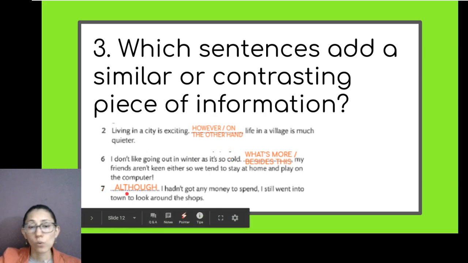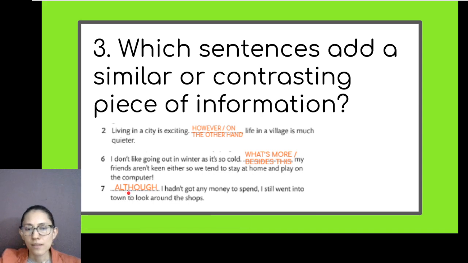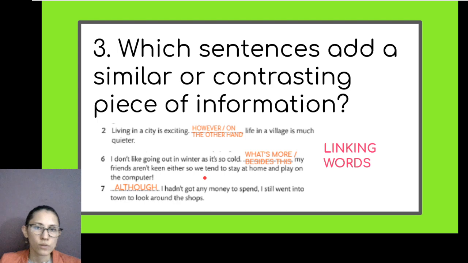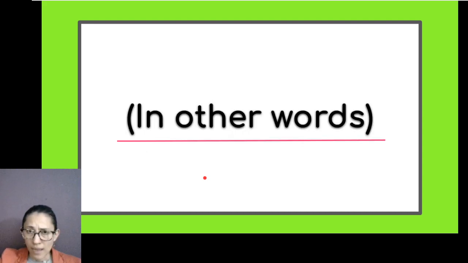And then you have: although I hadn't got any money to spend, I still went into the shops, window shopping. And here we have, again, some contrasting information. I know that they are called conjunctions. However, we can also call them linking words, because their main function is to link sentences together, whether for contrasting ideas or for adding more ideas. That doesn't matter. Now, coming back to my main tip, which is finding clues.